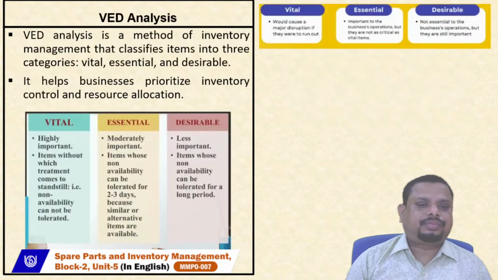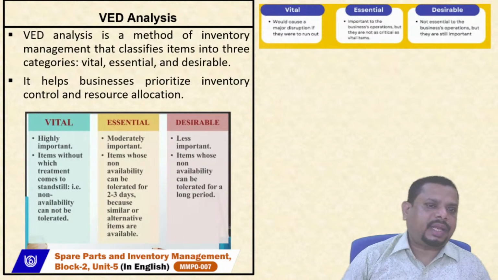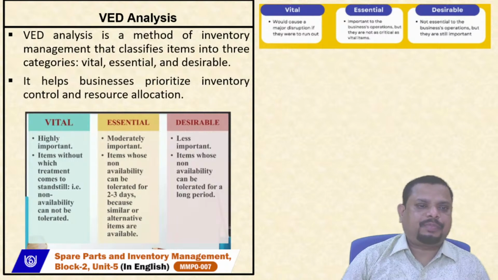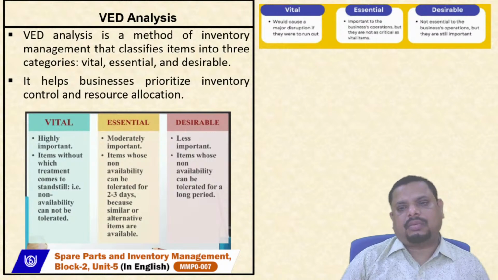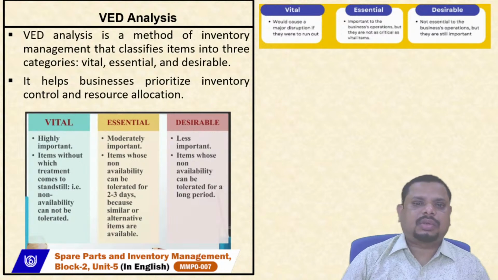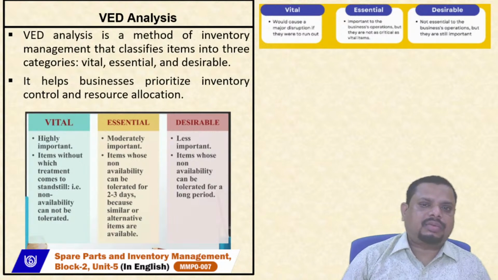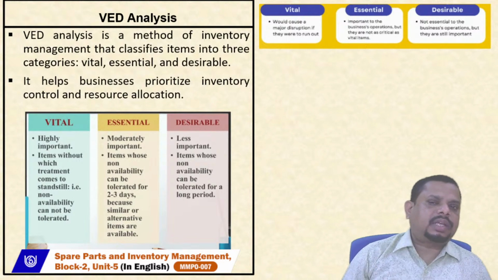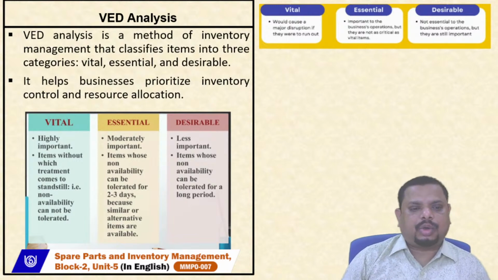Moving to the next one. The next one we have is VED analysis. V stands for vital, E stands for essential, D stands for desirable items. Let's understand what are the vital items, essential items and desirable items. Under vital items, we have high importance, items without which treatment comes to a standstill, that is, non-availability cannot be tolerated. The next one is essential items, these are moderately important.